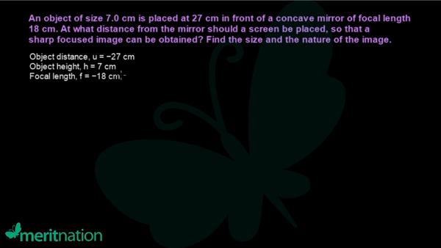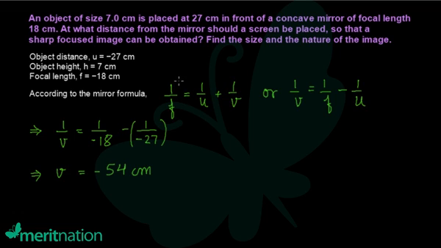The data given in the question is that object distance is -27, the object height and focal length are given respectively. So I will use the relation called the mirror formula to find out the image distance. I know that focal length, object distance and image distance are related by this mirror formula. So from this I can find the position of the image.